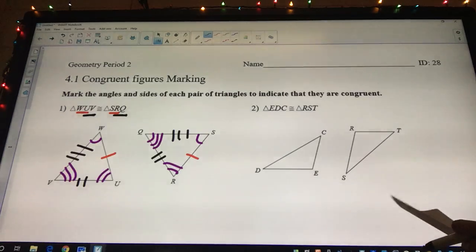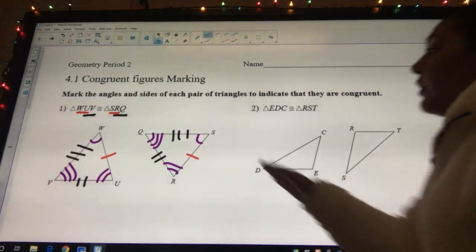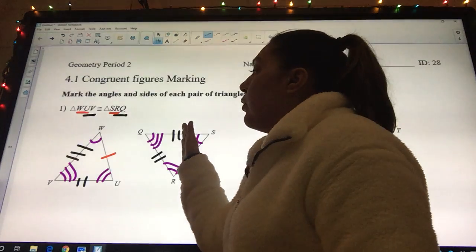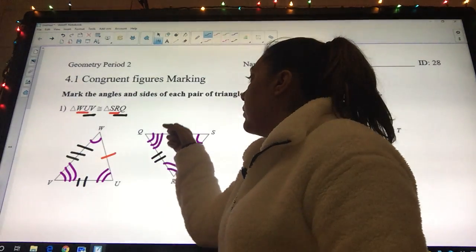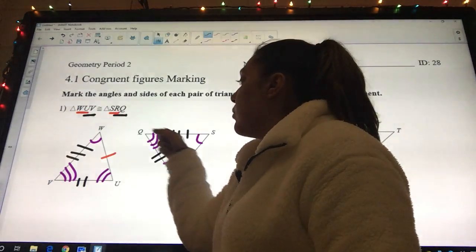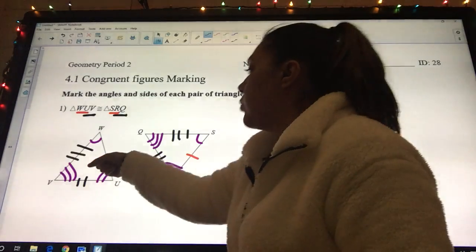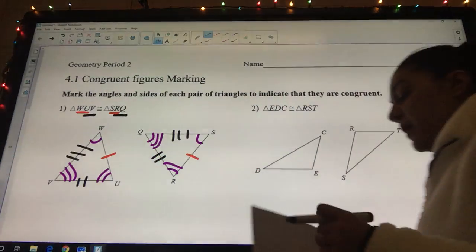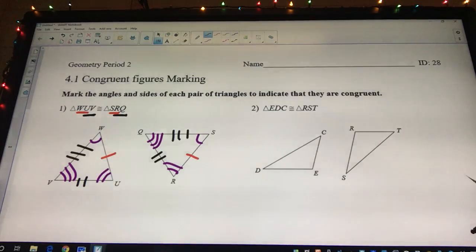Now, it does not matter if you chose this one to have 1 as long as the corresponding correct side has 1. Okay, so if you pick this one to have 1 marking and you did this one first, this one, as long as it has 1 and this one has 1. If you chose this one to have 3, then this one should have 3. Okay, they just need to be matching up the sides, okay? Other than that, it really doesn't matter.